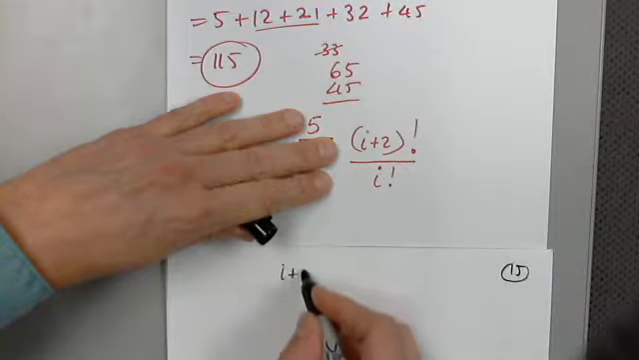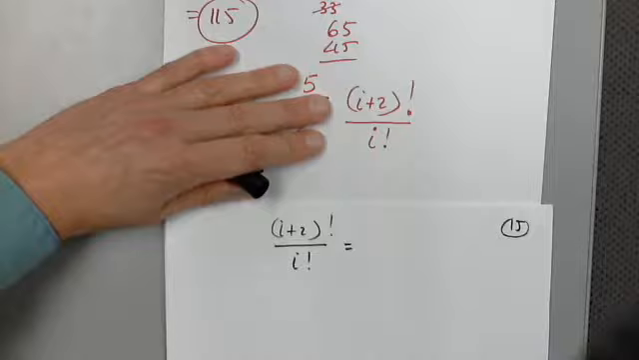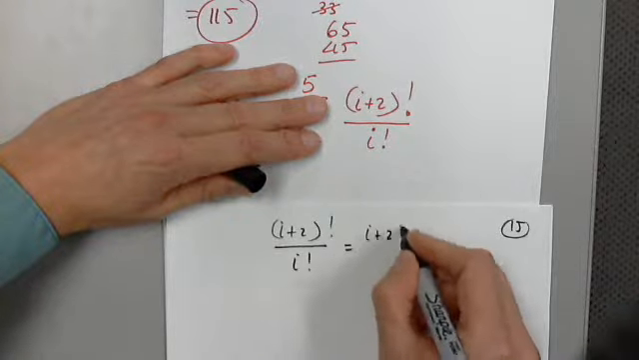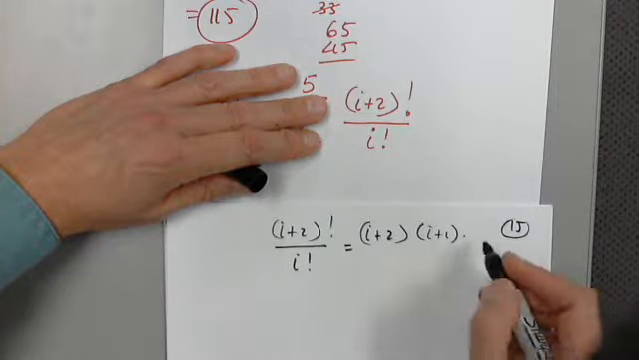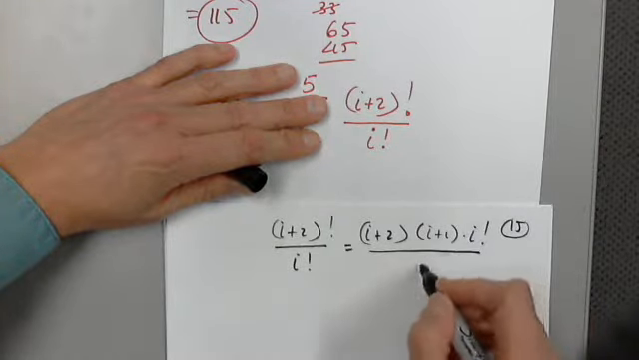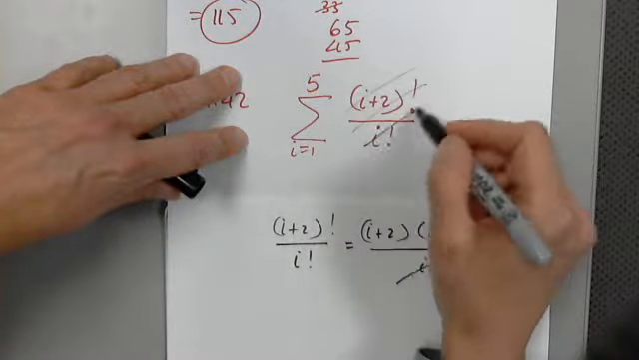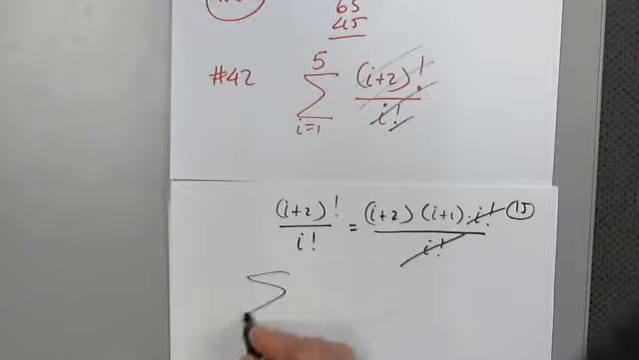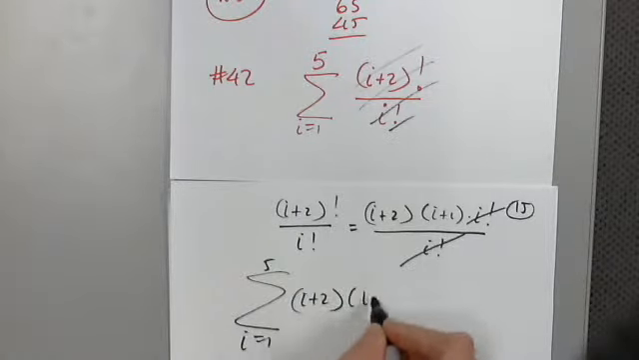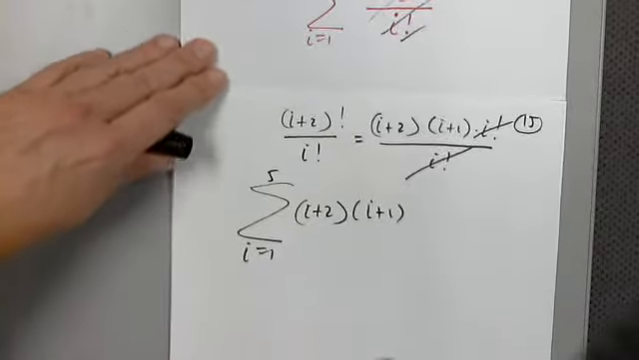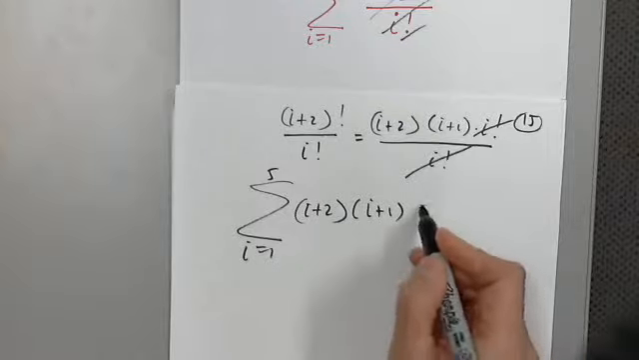So if I have (i plus 2) factorial over i factorial, i plus 2 times, and I stop. So basically all this is nothing else but the sum from i equals 1 through 5 of (i plus 2) times (i plus 1). Because I know how to simplify and I don't need that. So please give me 5 terms.